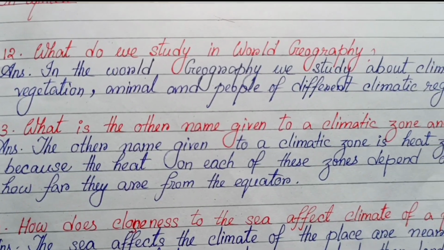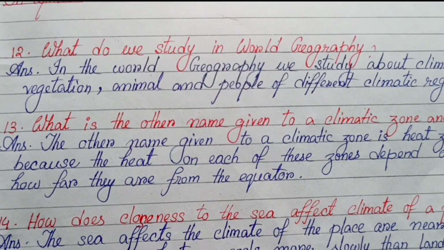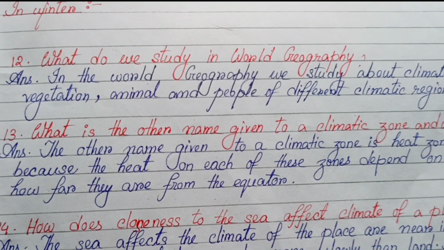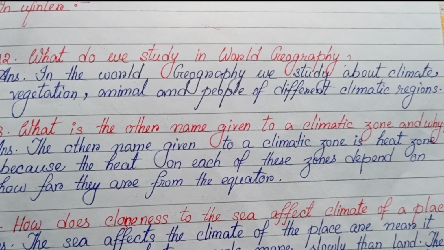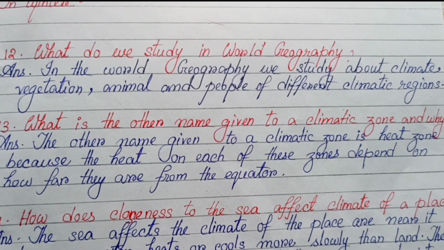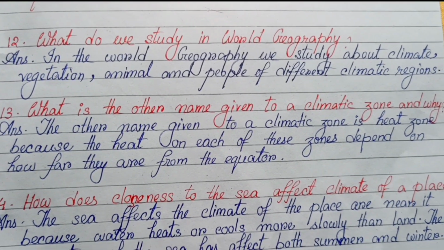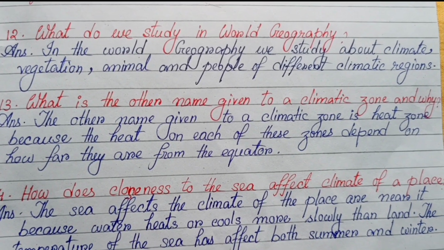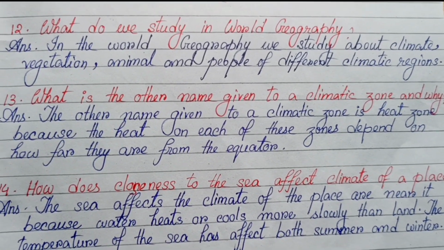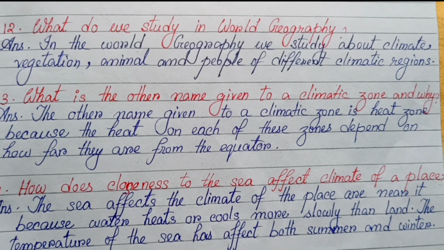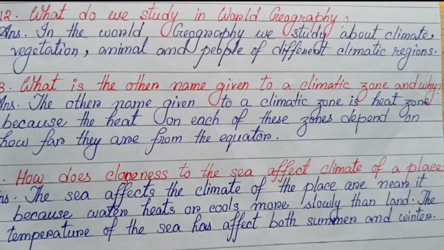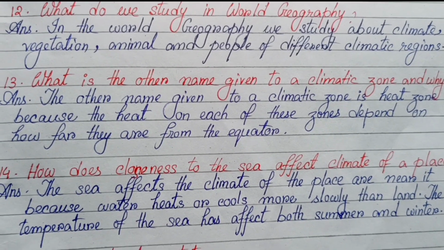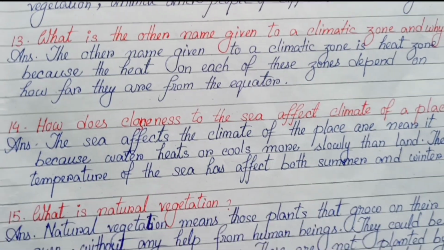Next, what do we study in world geography? In the world geography, we study about climate, vegetation, animal and people of different climatic regions. Number 13, what is the other name given to a climatic zone and why? The other name given to a climatic zone is heat zone, because the heat on each of these zones depend on how far they are from the equator.